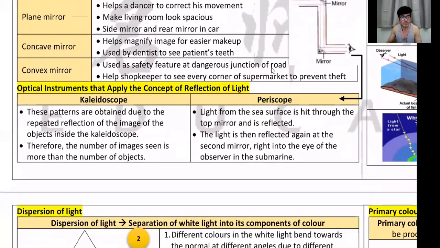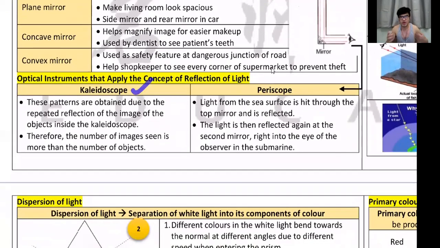Okay, so what uses reflection? Kaleidoscope, which is the twisty thing. Okay, you can read it yourself. And periscope is this thing.